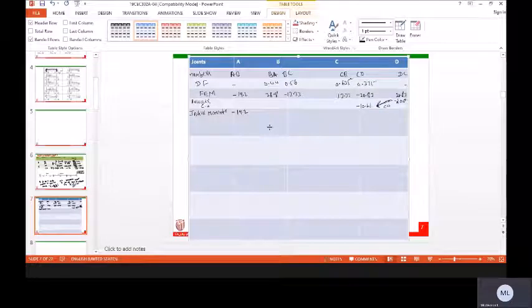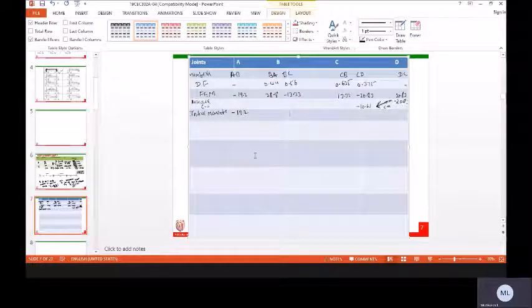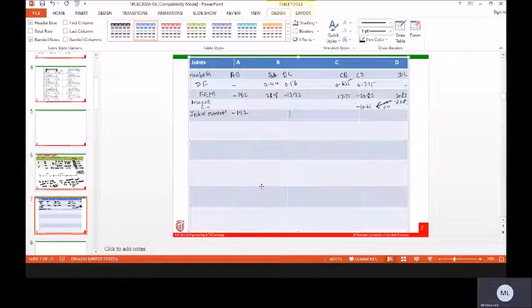Yeah, so we'll add another row to avoid confusion. We'll add another row here. Okay.